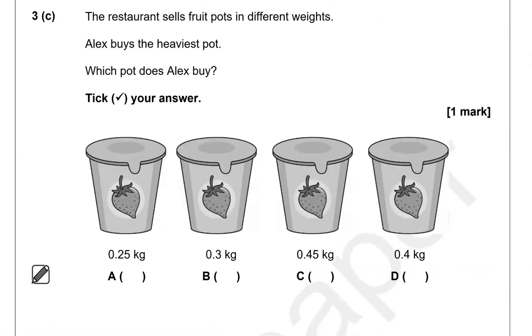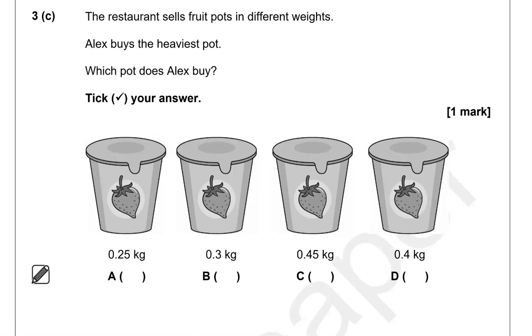The restaurant sells fruit pots in different weights. Alex buys the heaviest pot. Which pot does Alex buy? Tick your answer. So we've got 0.25 kilograms, 0.3 kilograms, 0.45 kilograms, and 0.4 kilograms.